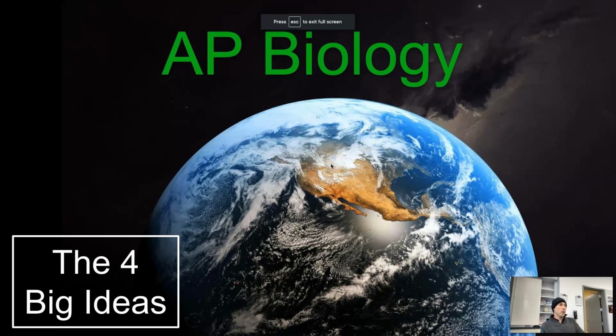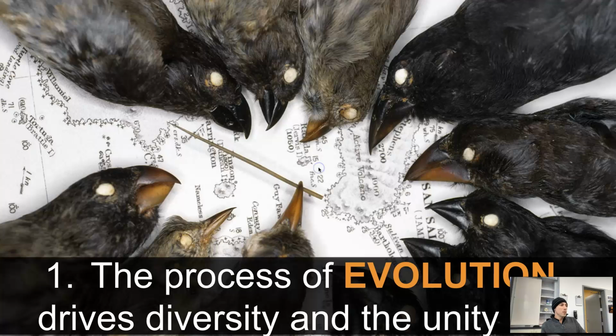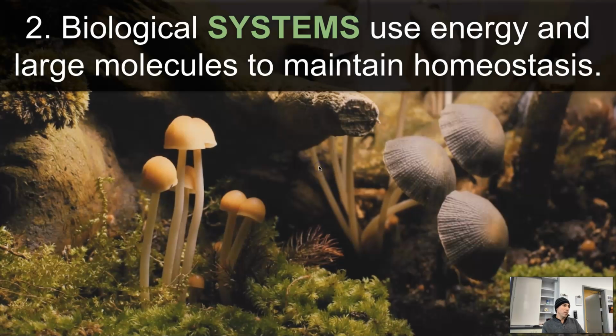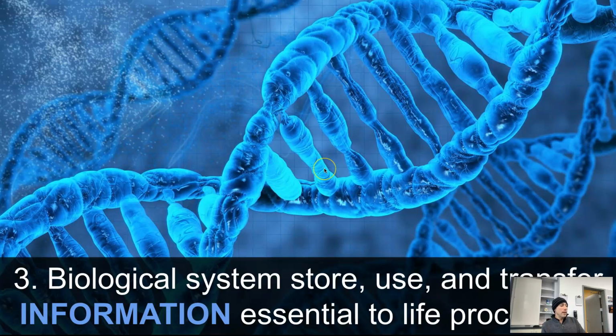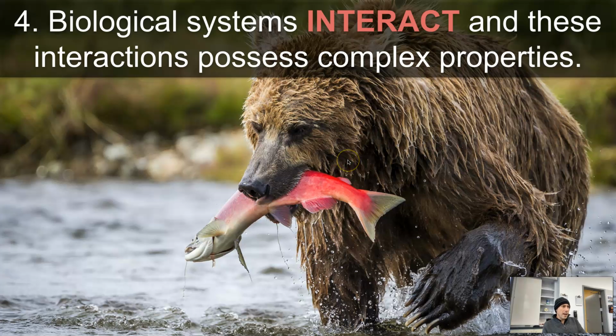I'm going to tell you a little bit about AP Biology. There are four really big ideas that we go through in AP Biology that everything ties to. Evolution, different biological systems, information, how that gets stored, how that gets exchanged within an organism, between organisms, that sort of thing, how those systems interact. A lot of times we think ecology here.